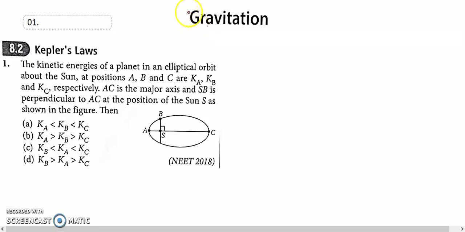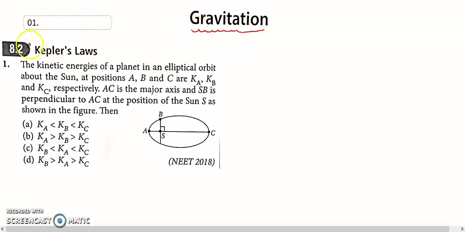Dear students, the topic name is gravitation. The first question from 8.2 is based on the concept of Kepler's law.